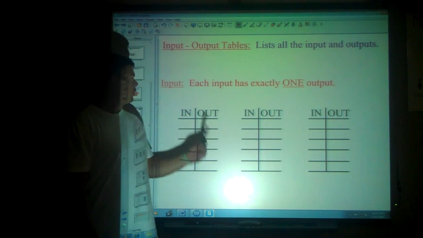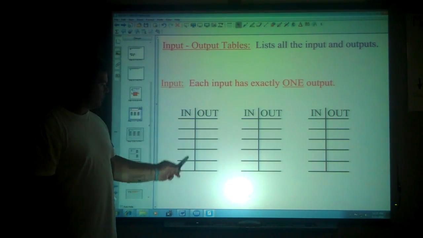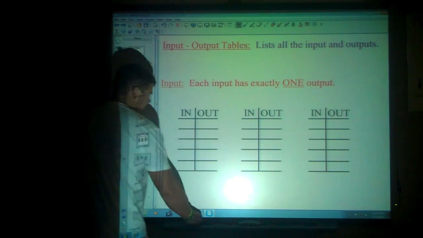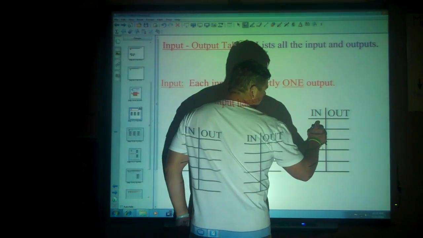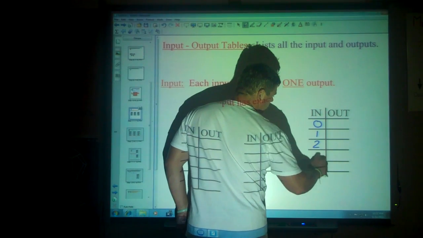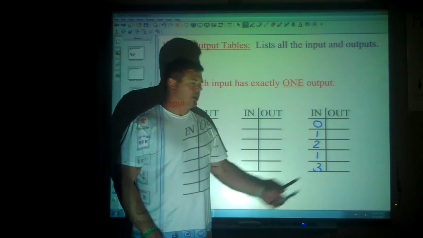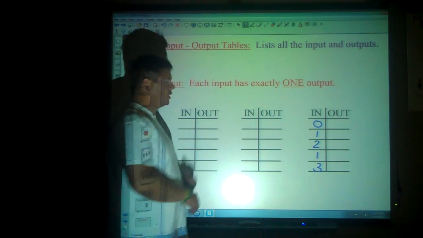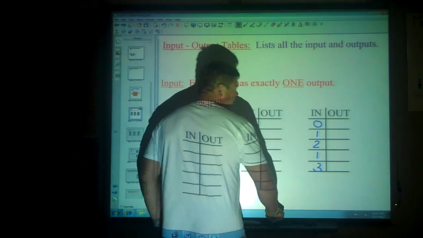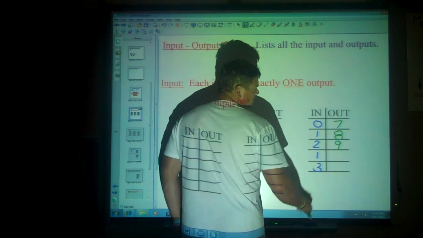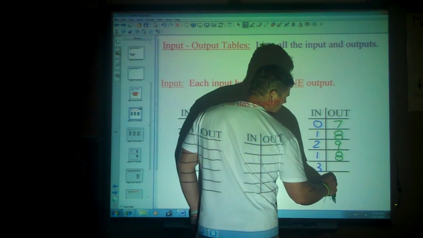Each input, in order for something to be an input, that's all these right here, each input is going to have exactly one output. Here's what I mean by that. Say I had 0, 1, 2, 1, 3. Now I just made up these numbers. And let's say there was some sort of a function that this was applied to, and the outcomes were 7, 8, 9, and 8, and 10.